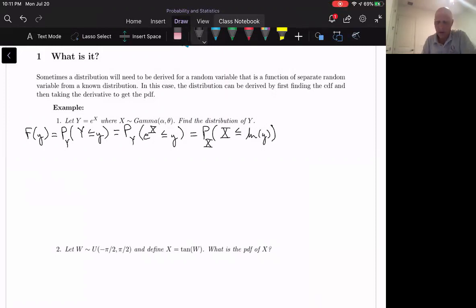All right, so from here, now we're actually going to solve this probability. We're using the gamma distribution because that's the distribution of X, where gamma has support 0 to infinity. So we're going from 0 up to the upper bound in our P statement. We want the probability that X is less than or equal to the natural log of y. And the gamma distribution, if you have it memorized, great. If you don't, you could always look it up.